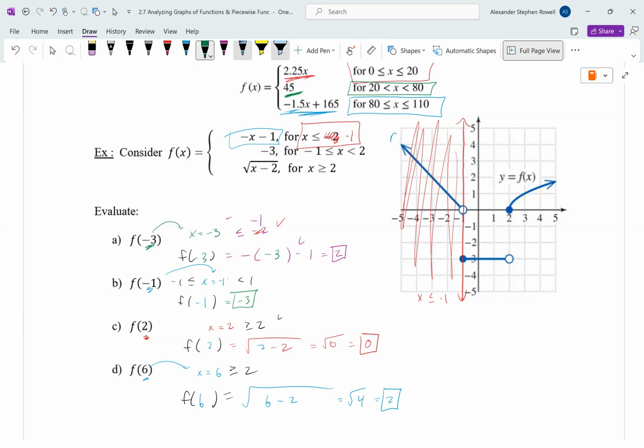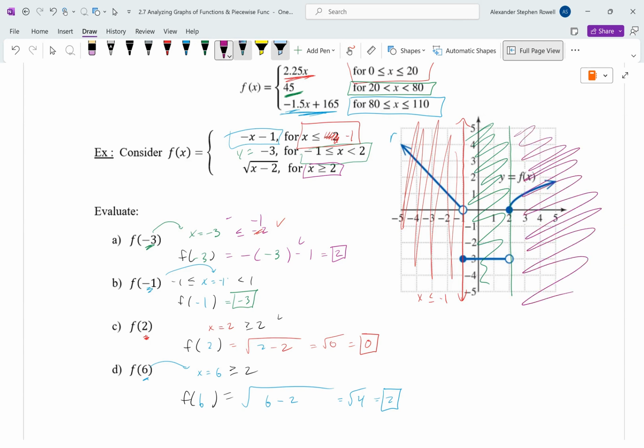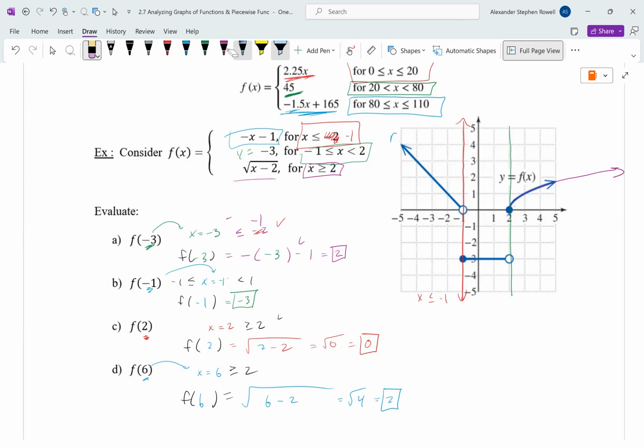My next domain, I say when x is between -1 and 2, so I'm between these two, I'm in this region. What does my graph look like? Y equals -3 is a horizontal line. But I erase it everywhere outside of the region that we're talking about. Lastly, we have x greater than or equal to 2, which is this region to the right of 2. It looks like the square root function shifted right 2. And this is the square root function shifted right 2. We don't have to erase any of it because it doesn't exist to the left anyway. Any questions about this? Yes.